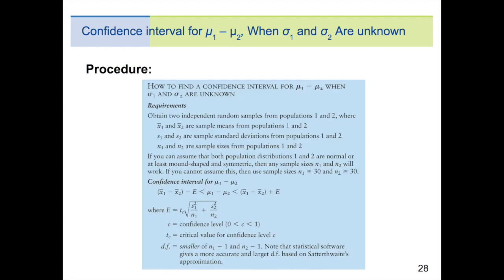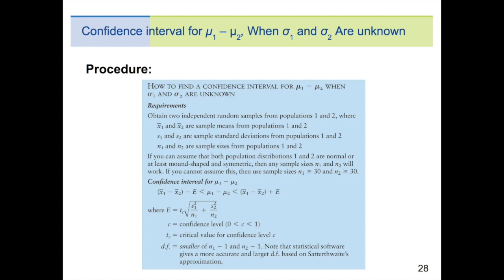So obtain two independent random samples from populations 1 and 2, where x bar sub 1 and x bar sub 2 are sample means from populations 1 and 2. S sub 1 and S sub 2 are sample standard deviations from populations 1 and 2. N sub 1 and N sub 2 are sample sizes from populations 1 and 2.